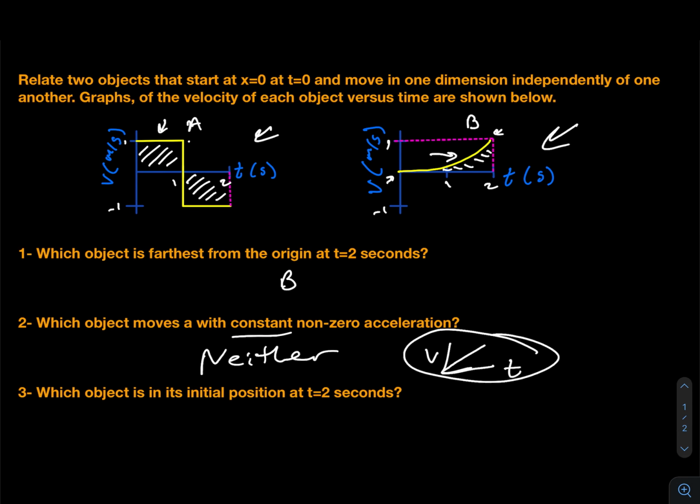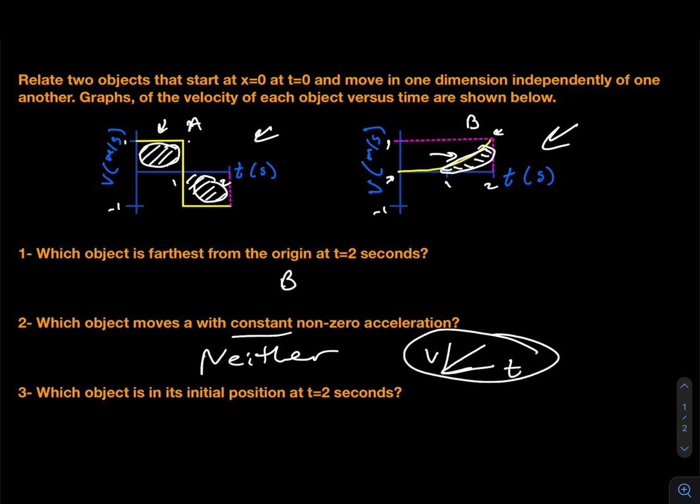Now let's look at the third question. Which object is at its initial position at time 2 seconds? This is another one where we're just going to read the area underneath the curve. When you read the area underneath the curve, you see that this area and this area, as I said earlier, canceled each other out. So that means that this has a displacement of 0 for object A. Object B is all positive displacement, so that shows that it's not at the origin anymore.